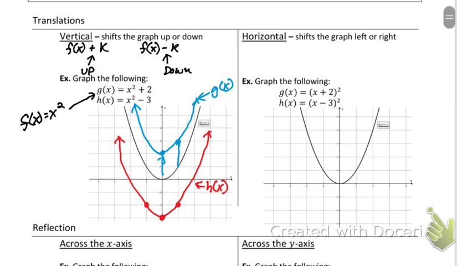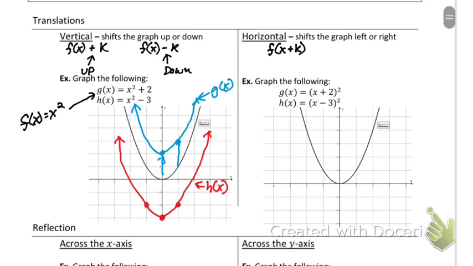That is if you were adding or subtracting outside of the parent function. To shift it left or right, you are going to add or subtract inside your parent function. So I changed my input to x plus 2 rather than it just being x squared. So if you are adding or subtracting inside, that would look something like this. F of x plus k.